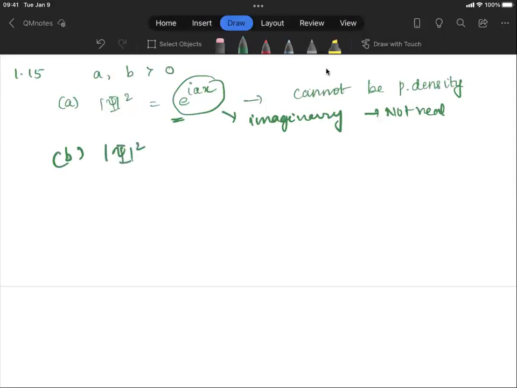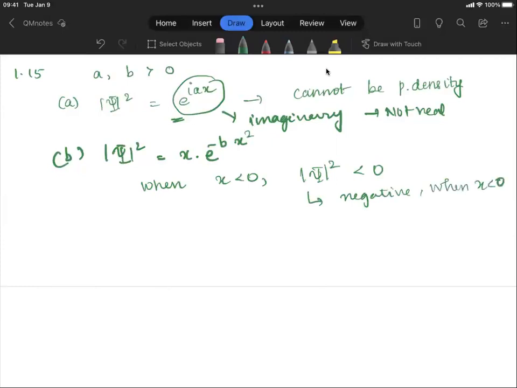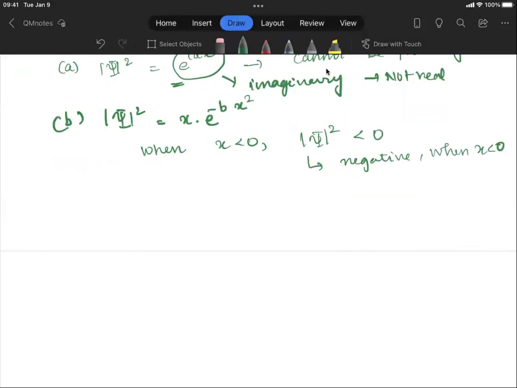B has the probability density function to be x times e to the power negative b x squared. When x is less than 0, the probability density becomes negative. And the probability density cannot be negative, right? When x is negative, the density is negative. However, no matter what value x takes, the probability or the probability density should always be non-negative. So for that reason, the function given in B is also not a probability density function.